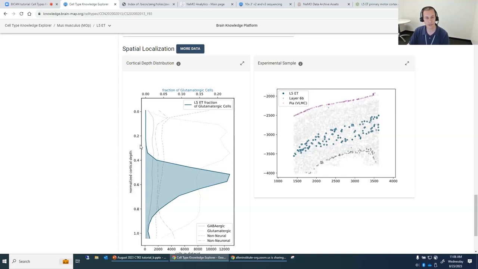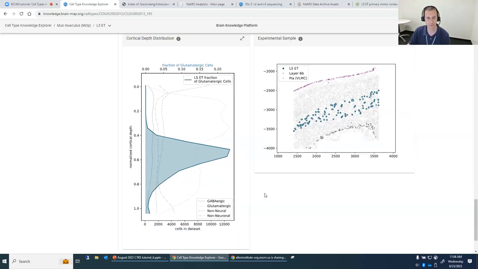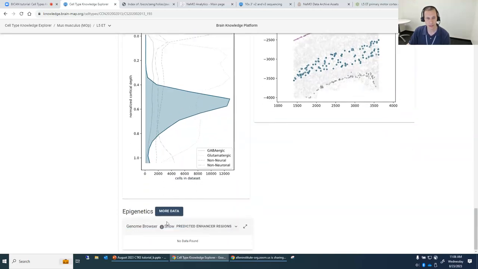On the left, this is quantified, where across all of the tissue sections, you can see the fraction of the normalized cortical depths and then the fraction of the glutamatergic cells at that depth that are these layer 5 ET cells. And again, the key point is that these are pretty well constrained within the cortical depth. This is true largely of glutamatergic neurons, and can be visualized here for the layer 5 ET types. And then the final panel shown on this plot is the epigenetics.